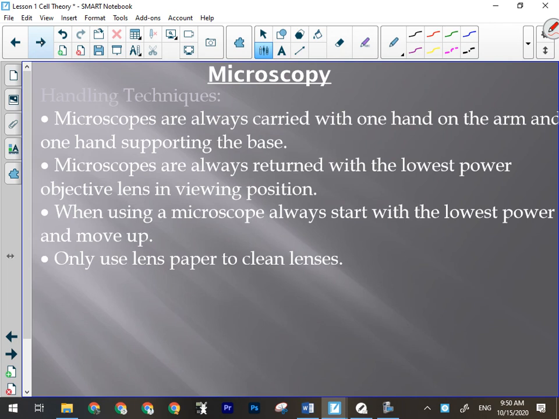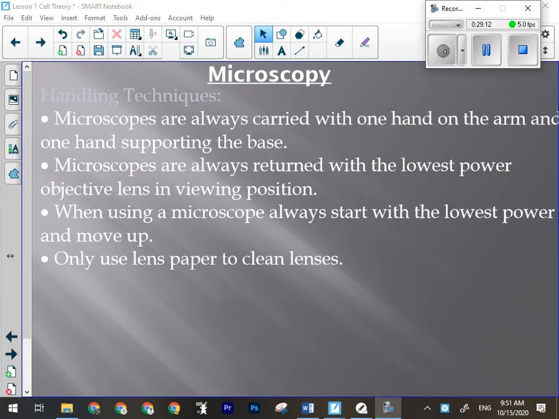Okay, microscopes. I'm just going to run across the hall and grab a microscope. I wasn't sure I was going to get this far, so I'm just going to go across and grab one here. So these are our light microscopes. You'll notice the way I'm carrying it. How many hands am I using? Two. Always use two.